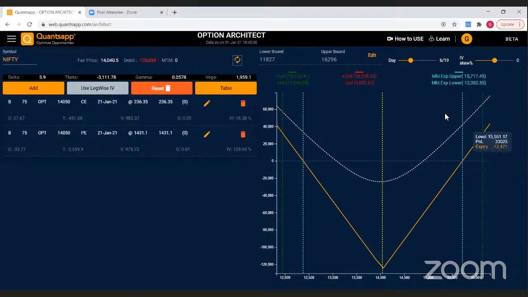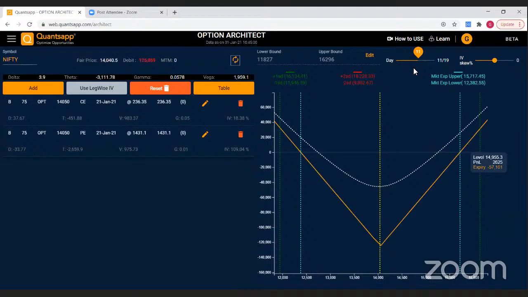Now say, unfortunately, even after holding the strategy for 6 days, and this can be for any custom strategy, the movement did not come, and I have to hold for 5 more days. Now you can see the payoff is getting more negative. Now the underlying stock requires a huge movement on either side to make a profit. So the white dotted line is indicating the payoff as on the 11th day.